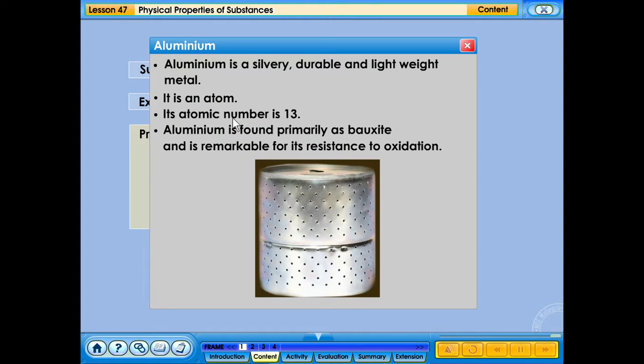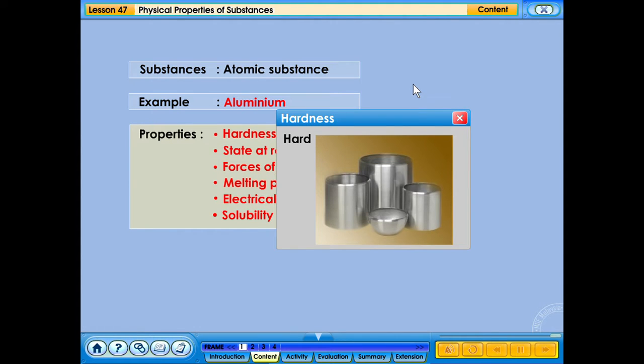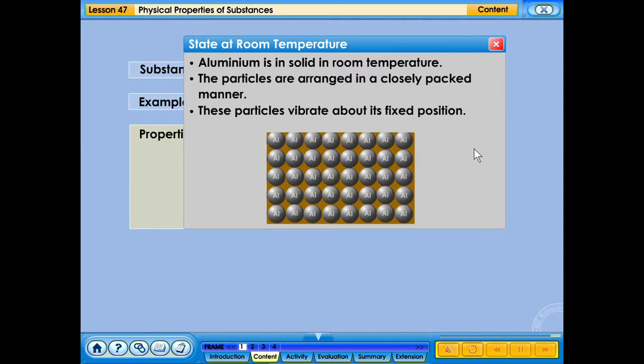Aluminum is a silvery, durable, and lightweight metal. It is an atom. Its atomic number is 13. Aluminum is found primarily as bauxite and is remarkable for its resistance to oxidation. Hard. Aluminum is solid at room temperature.